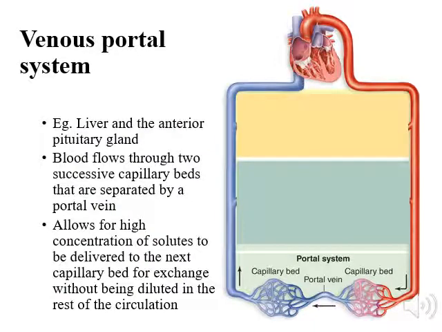The venous portal system is found primarily in the liver, and also a similar example is seen in the anterior pituitary gland. This is when blood flows through two successive capillary beds that are separated by a portal vein. This allows for high concentration of solutes to be delivered to the next capillary bed for exchange without being diluted in the rest of the circulation.